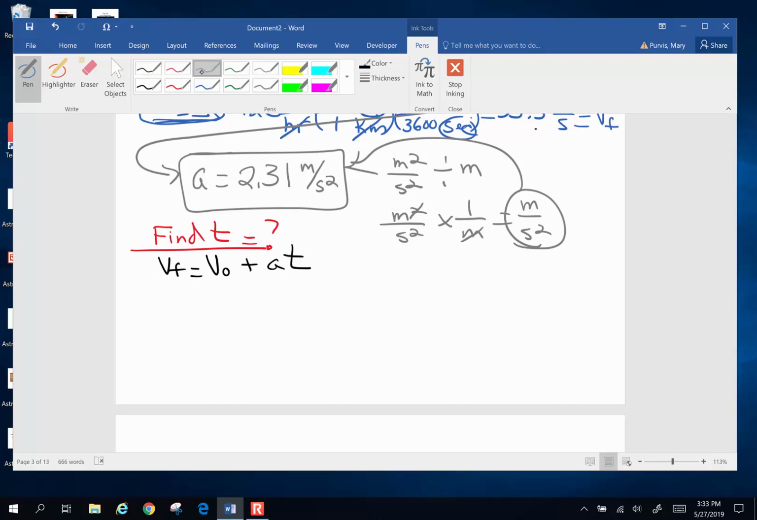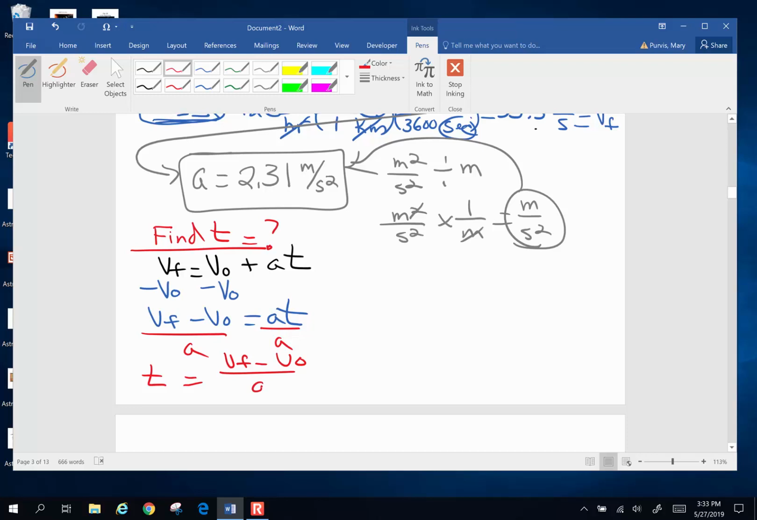Solving for time, I'm going to subtract V0 from both sides. So Vf minus V0 equals at. And then to get time alone, I'm going to divide both sides by acceleration. So time is going to be equivalent to final minus original velocity divided by acceleration. That's my equation for time.